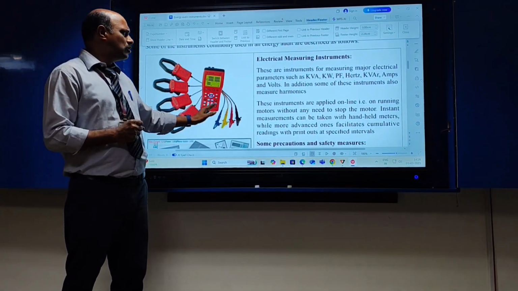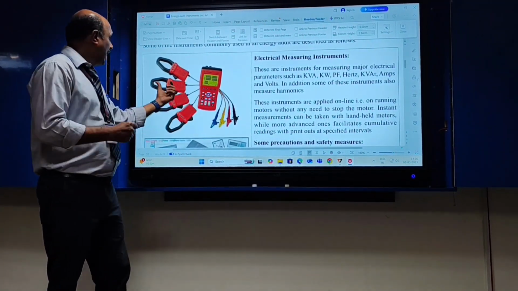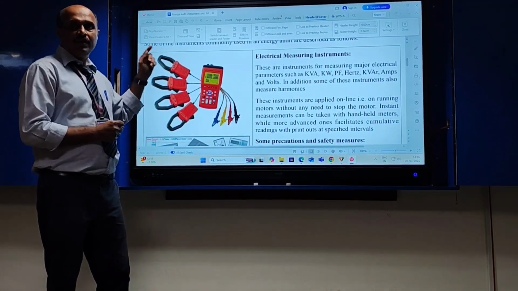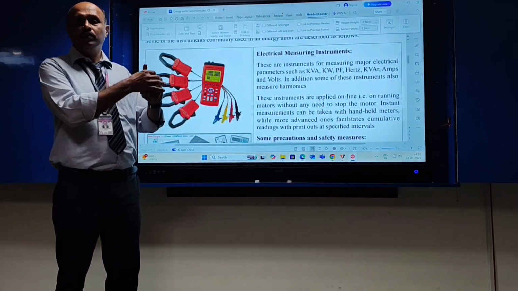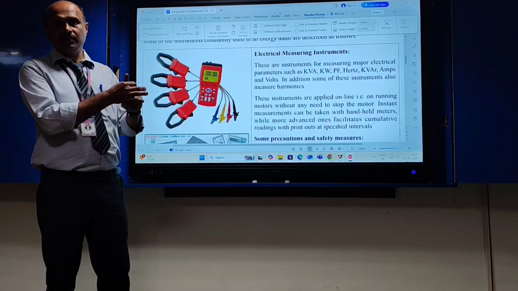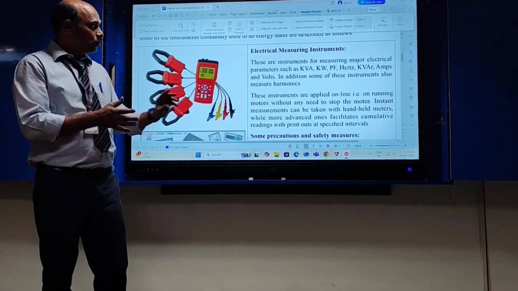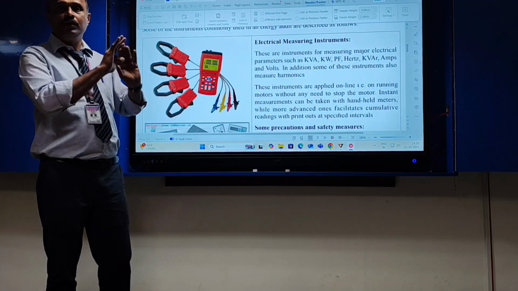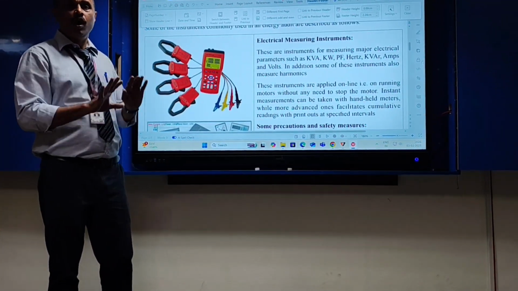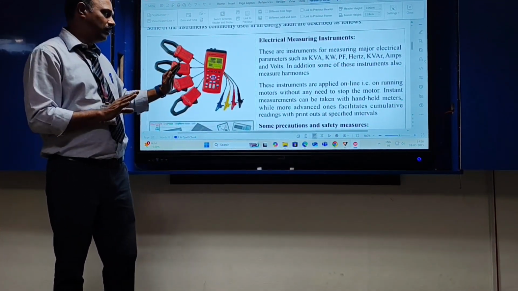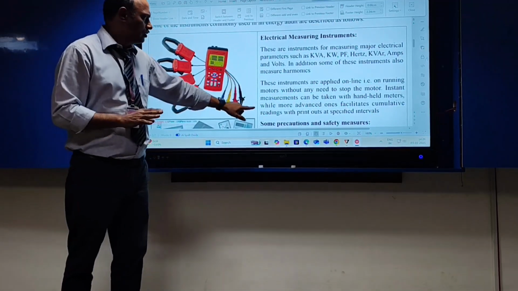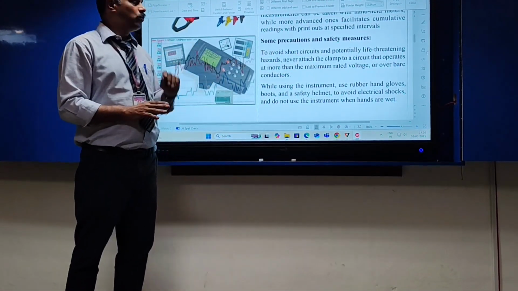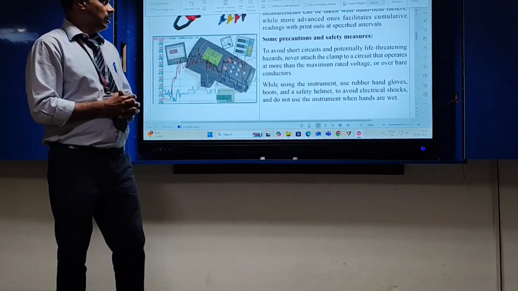These instruments are handy in nature and you can also use clamp type arrangements. So when there is a conducting environment, you put such a clamp arrangement over it so that you need not stop the motor. When the process is going on, you should not disturb the operating conditions. That is the important thing, and this is the precaution they give while you are doing your electrical measurements.